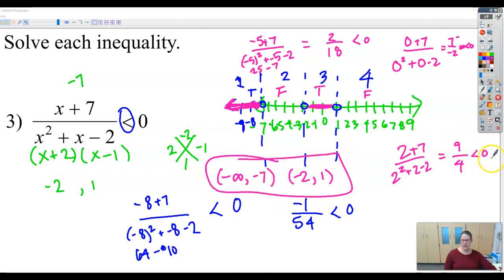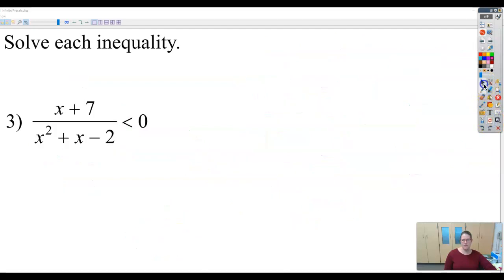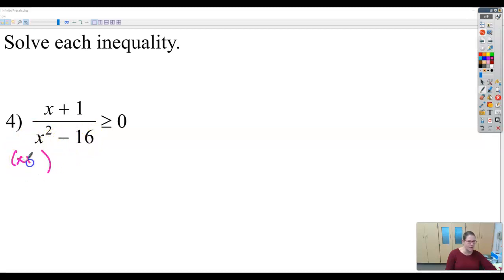Okay. Let's just go ahead and do one more, just to be thorough here. I've got x plus 1 over x squared minus 16. So I do need to factor this denominator. Remember, this is a difference of perfect squares. It's x squared minus 4 squared, which means it can be written as x plus 4 times x minus 4. So the critical value from the top is negative 1. The critical values from the bottom are negative 4 and positive 4.